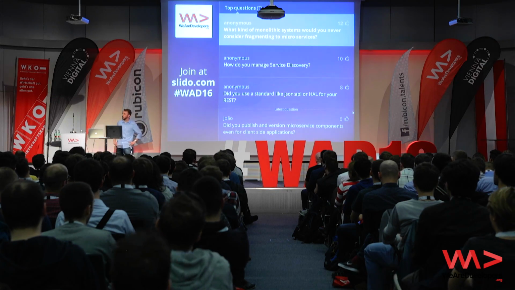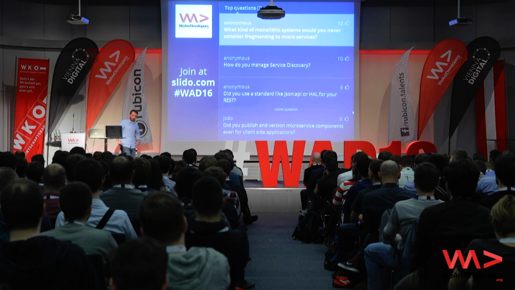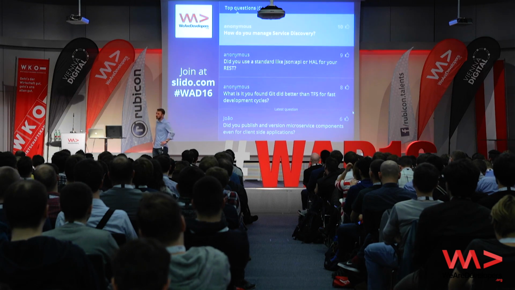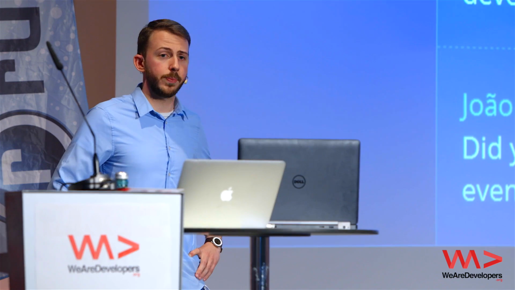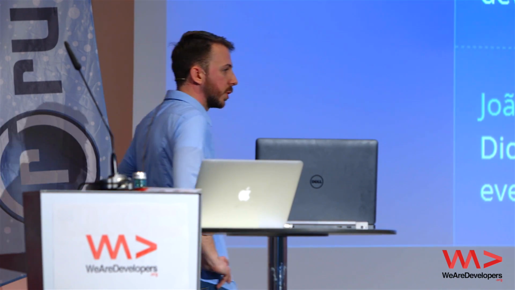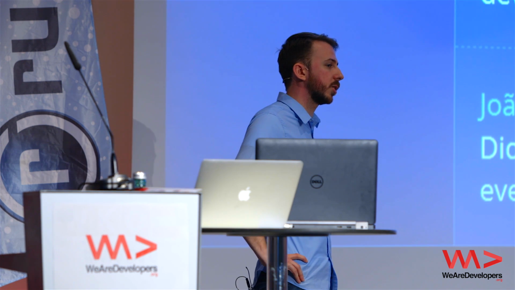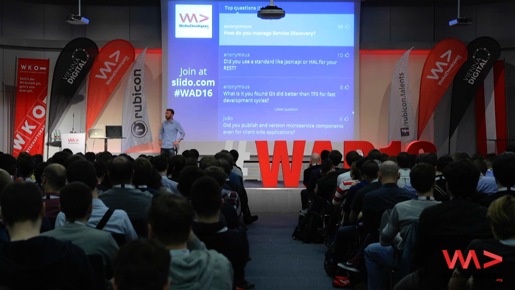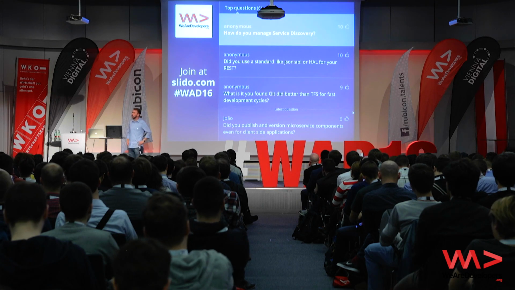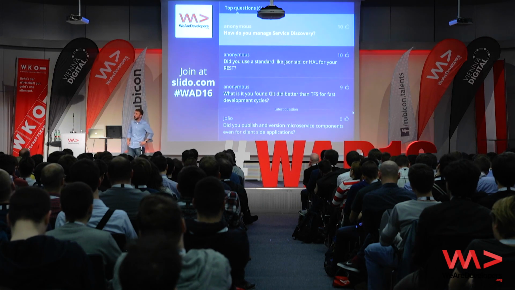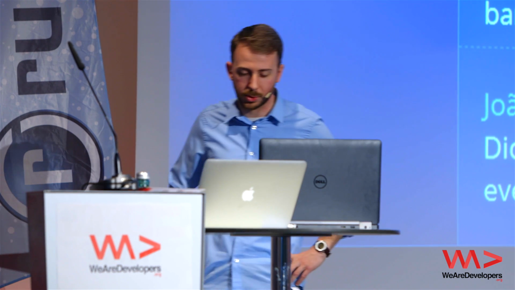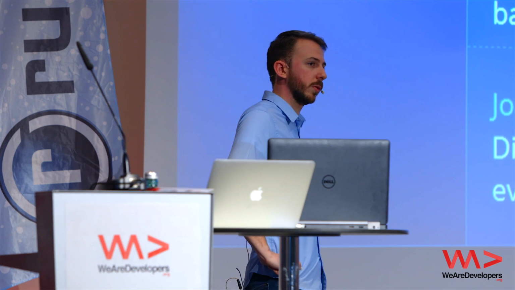How do you manage service discovery? Currently, the only thing we provide is Swagger documentation, which is generated automatically. Swagger is one of the most hyped documentation languages yet, and seems to be the way to go currently. Did you use a standard like JSON API or HAL for your REST? Yeah, we used Swagger, and also just the standards that are provided by Microsoft .NET, because we are building our services currently in Web API.